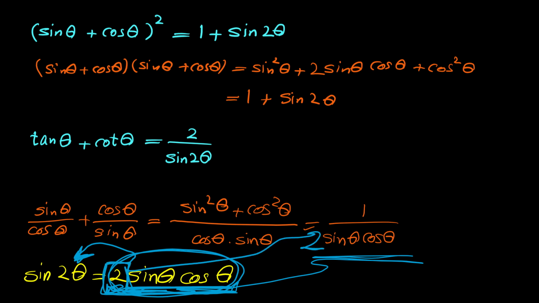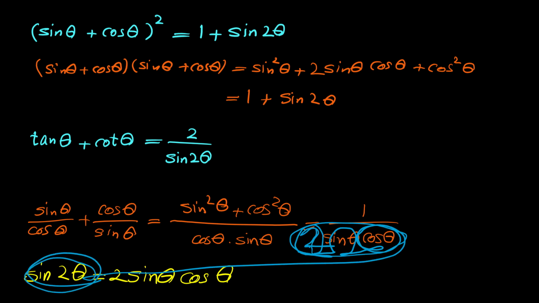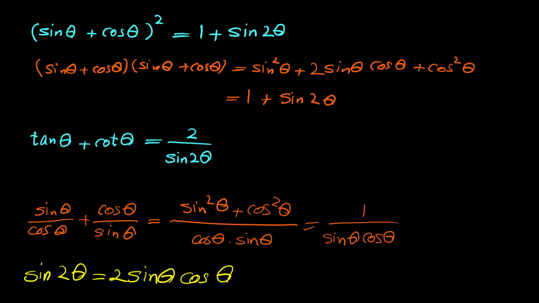If we had the 2 here, you have to remember this: 2 sine theta cosine theta is sine of 2 theta. But we are not lucky here. We don't have that 2. Again, if we had a 2 here, then all of this would be sine of 2 theta. But what can we do, since we don't have that 2 here?